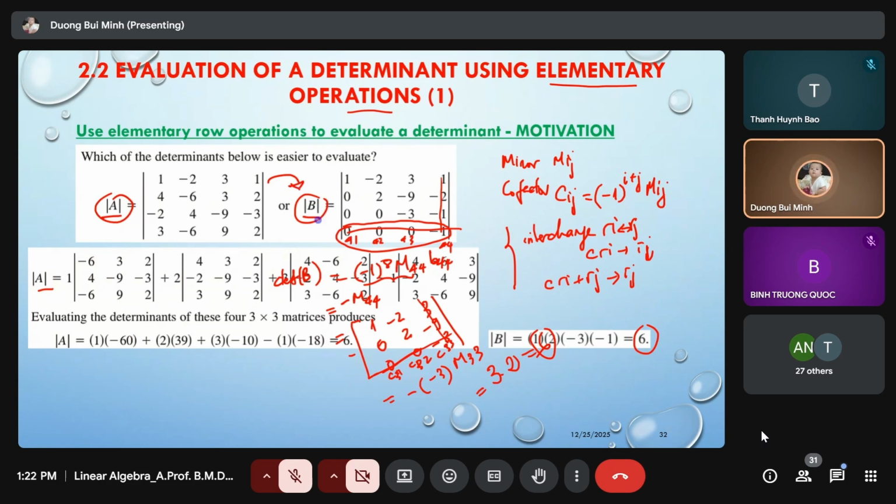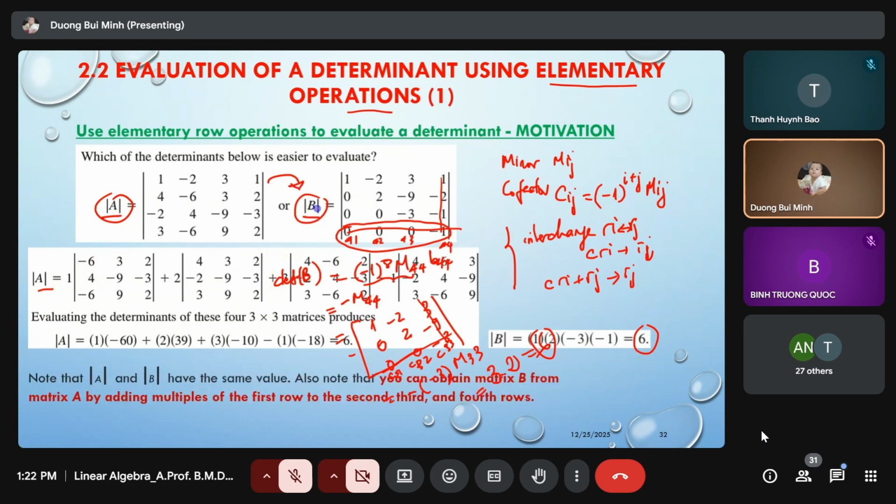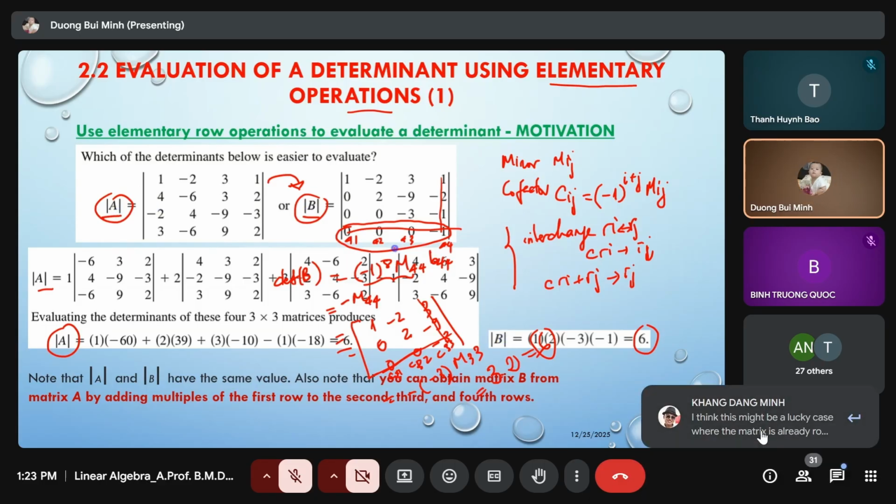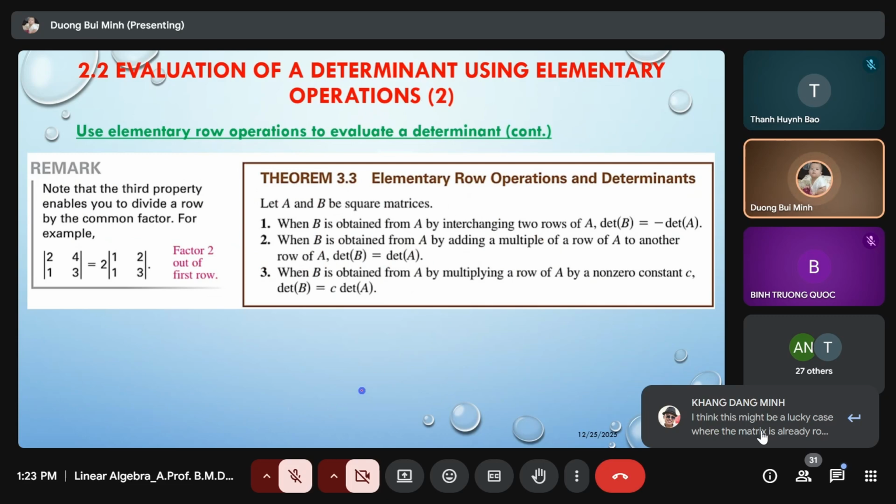Now notice that the determinant of A is 6, and the determinant of B is also 6. But if we calculate the determinant of B, you save more time. So we apply elementary row operations to simplify A to become B.